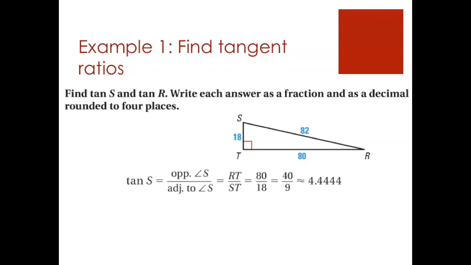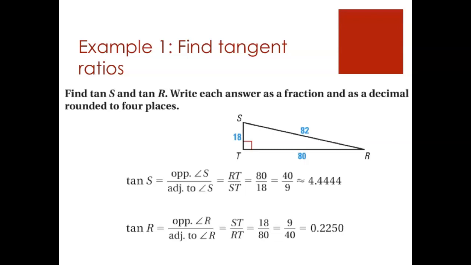Now tangent of R, so now you're looking at angle R, and the leg that is opposite angle R is ST, and the leg that is adjacent to angle R is RT. You'll notice this is just tangent of S flipped. So that would be 18 over 80, which is 9 over 40, and that comes out to be 0.2250 as a decimal.